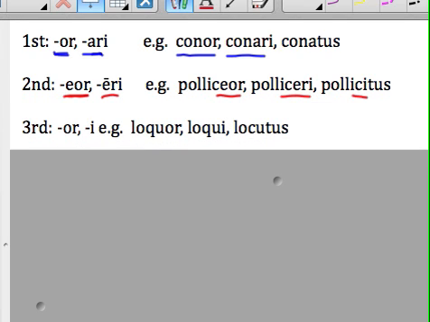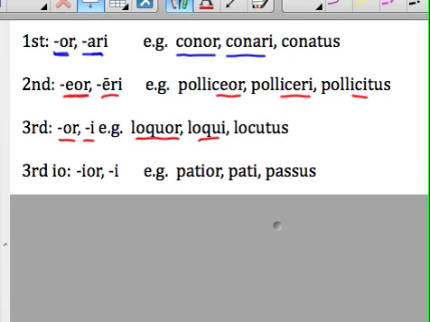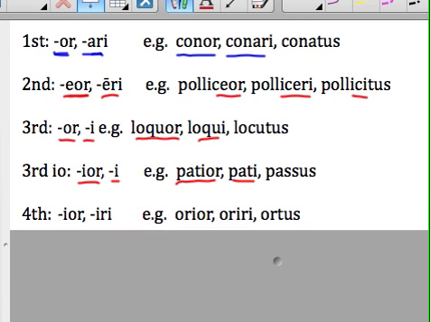A third conjugation deponent verb will go or, e, just like loquor, loqui. A third io, or a third I stem if you prefer, will go eor, e, just like patior, pati. And finally, a fourth conjugation will go eor, iri, just like orior, oriuri.